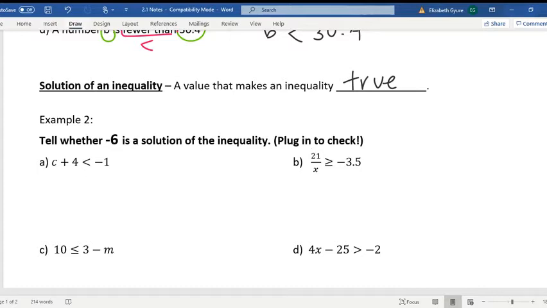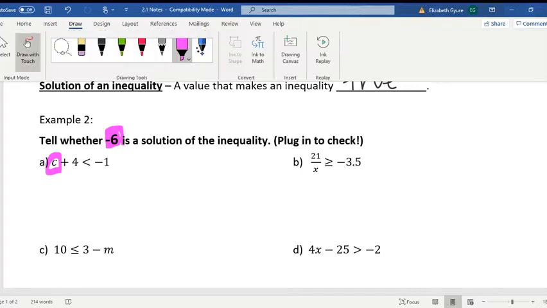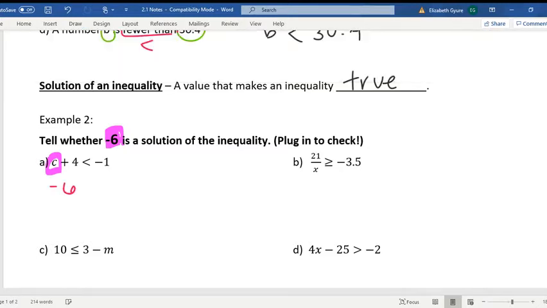So we're going to take our variable here, -6, and we're going to plug it in where you see other variables, right? Like here in part A, we have C plus 4 is less than -1. So we're going to plug -6 in for C. So instead of C, you're going to have -6. So when we write this down, we would say -6 plus 4 is less than -1. Do we see what we did there? That I plugged that in where C is?